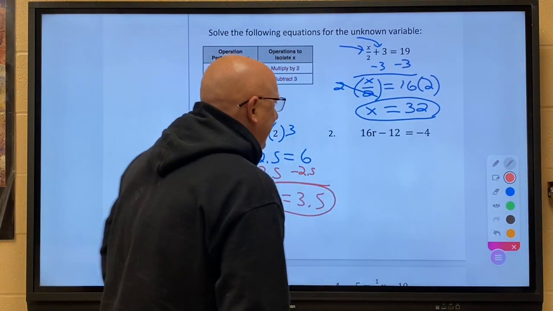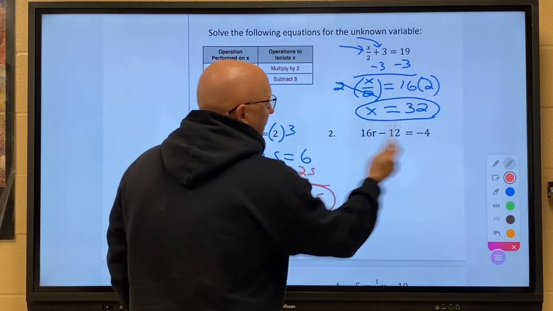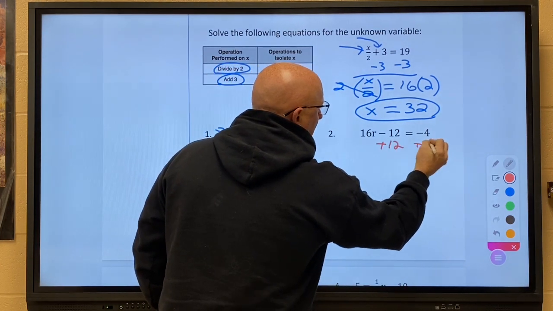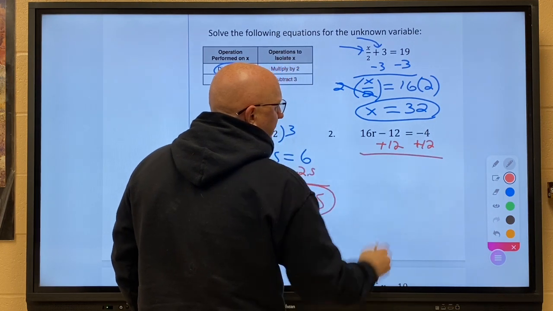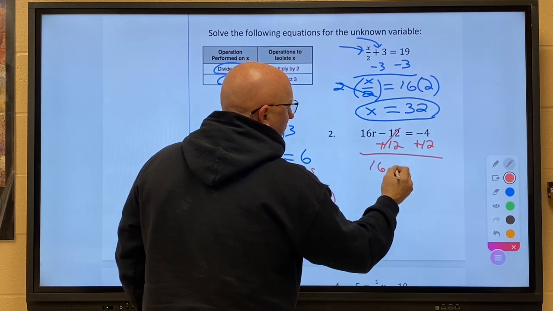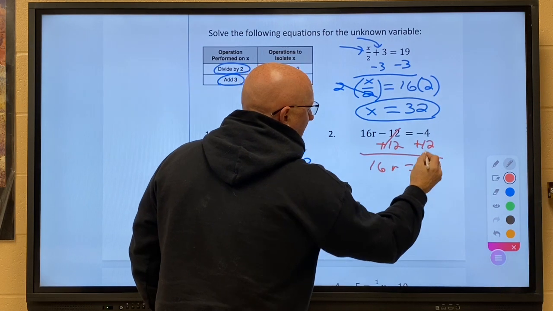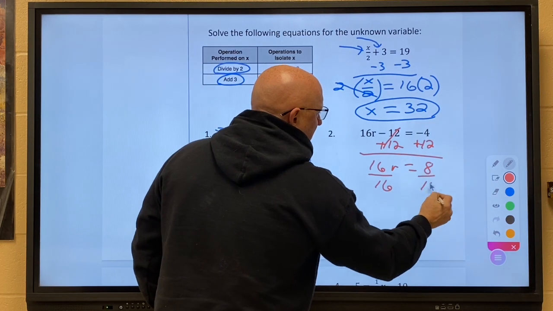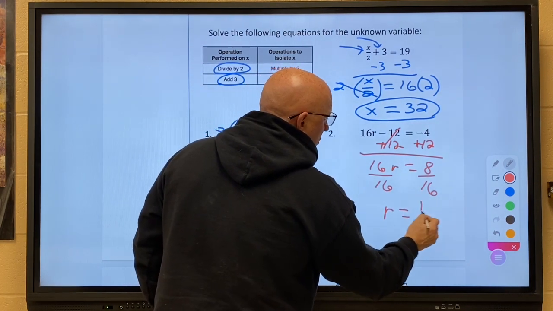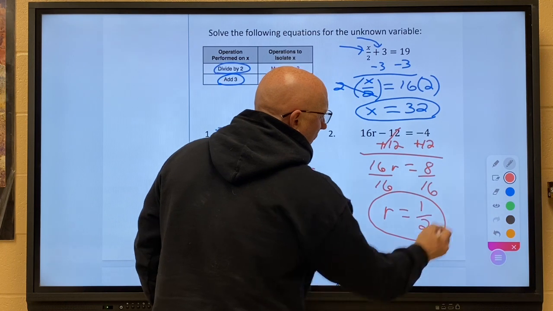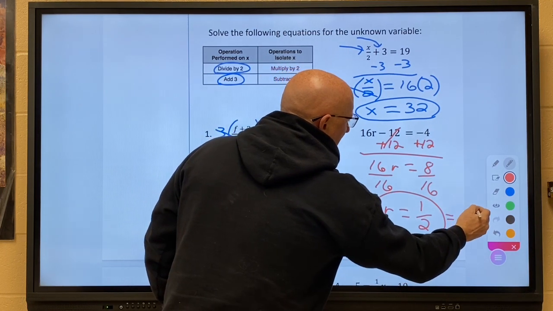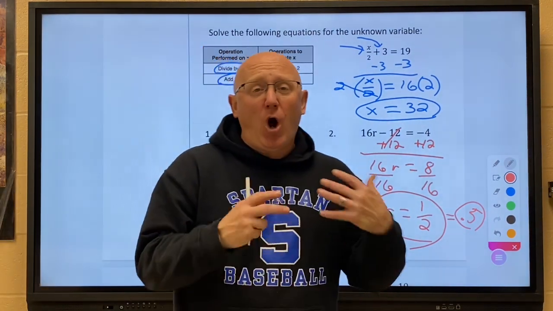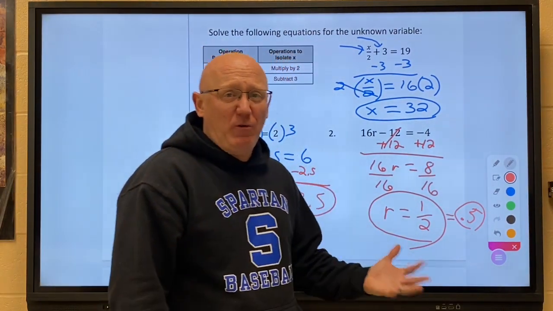The next one, again, opposite operations in reverse order. And so I'm going to add 12 to both sides. That goes to 0, and I'm left with 16r is equal to 8, and then divide by 16. And r is equal to, reduce the fractions when you can. And of course, we also know we could theoretically put this as a decimal if we wanted. And so this should all be familiar to us, one and two-step equations.